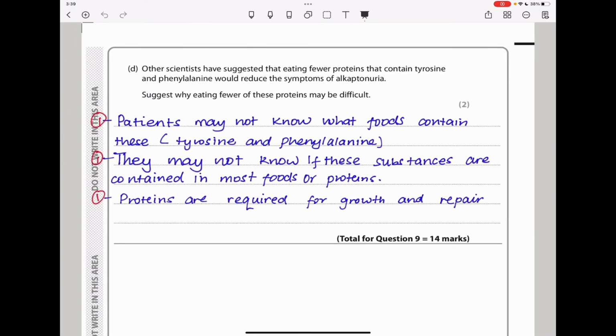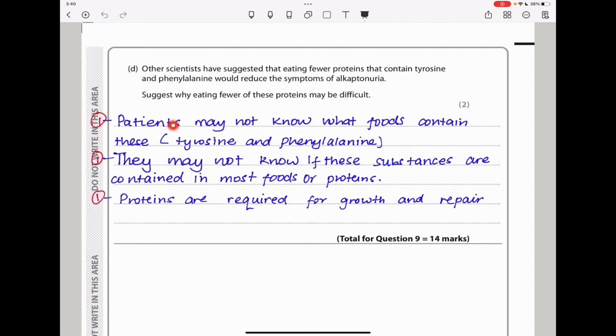So next we see, other scientists have suggested that eating fewer proteins that contain tyrosine and phenylalanine would reduce the symptoms of Alkaptonuria, suggest why eating fewer of these proteins may be difficult. Now, this is going to be difficult because how can you distinguish which foods have these and which foods do not? Most of these foods in nature could have them, so it's going to be really difficult.